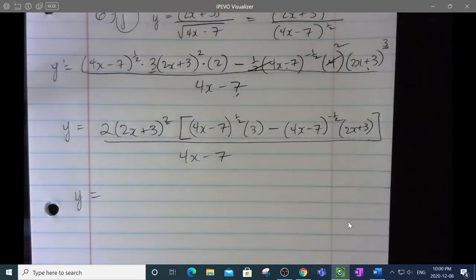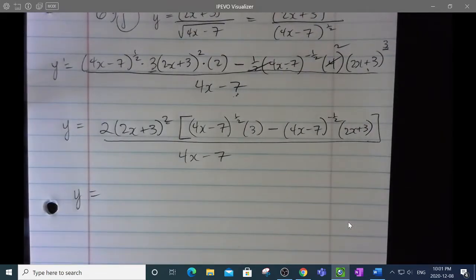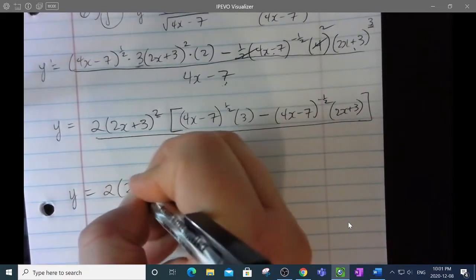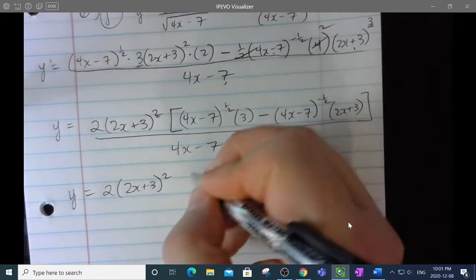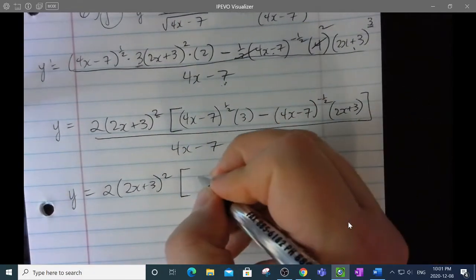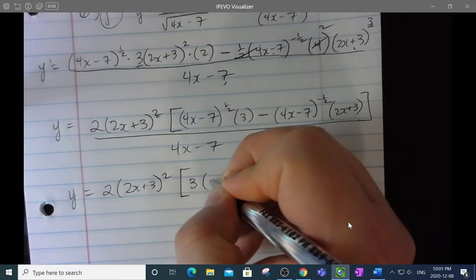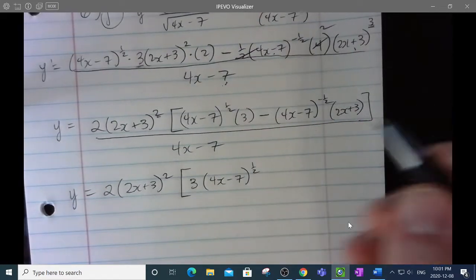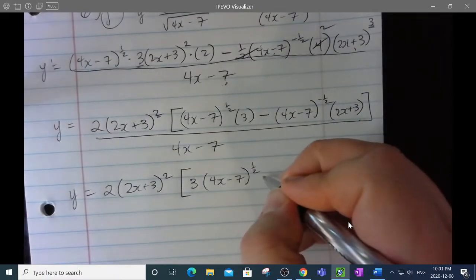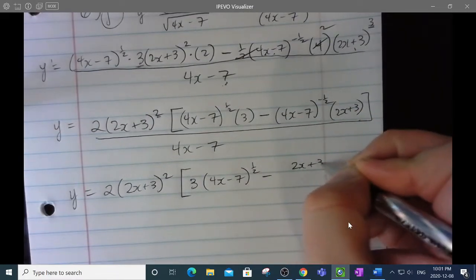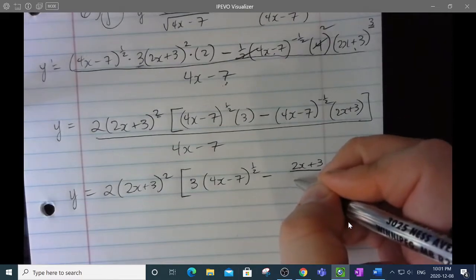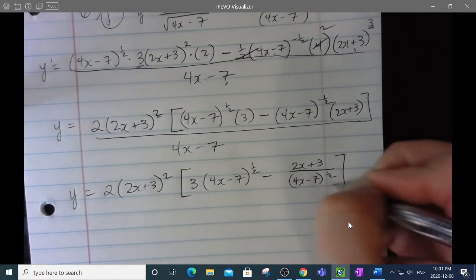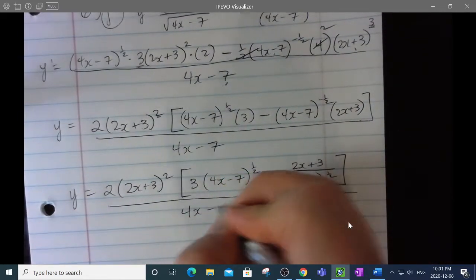Okay, now what? Well, let's turn that into the denominator it belongs to be. So 2 times (2x plus 3) all squared. And this part here is sheer numerator. 3 times (4x minus 7) to the 1/2. But this part here is definitely denominator, so I'm going to call that minus (2x plus 3) all over the square root, so (4x minus 7) to the 1/2, and all over 4x minus 7.